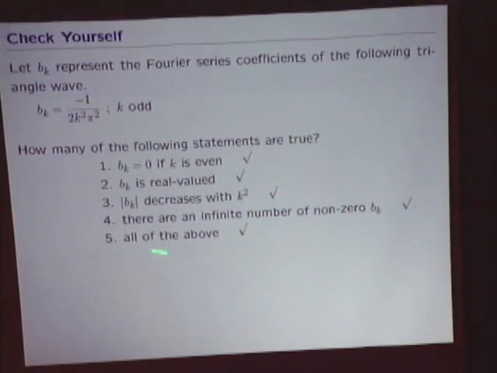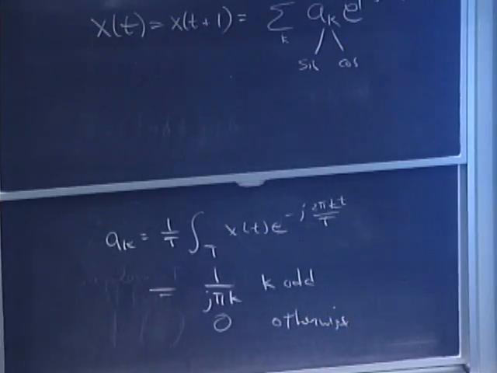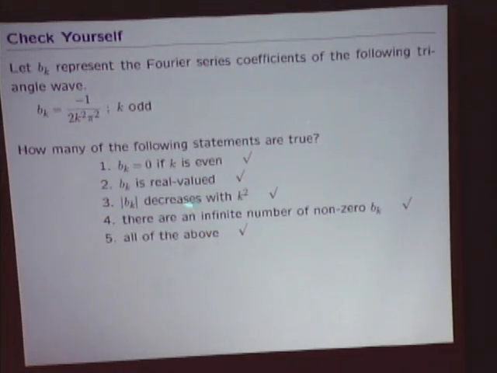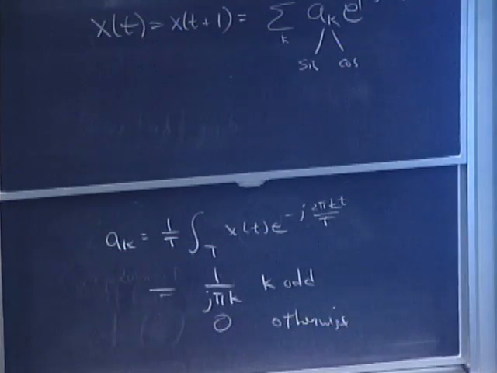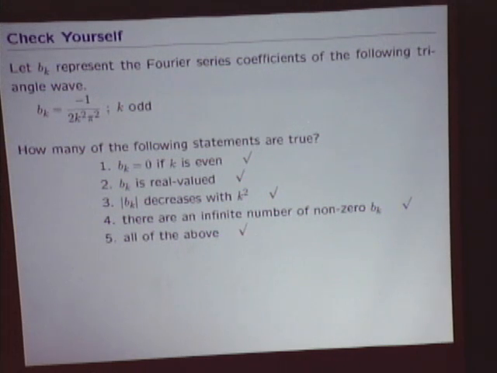Is it real valued? Well, now it is, because I had a j times j. So now they are real valued. Does it decrease with k squared? Now it does, because I got one of the k's from the differentiation operator and the other k from over here. Infinite number, of course, the old one did too. All of the above, yes.